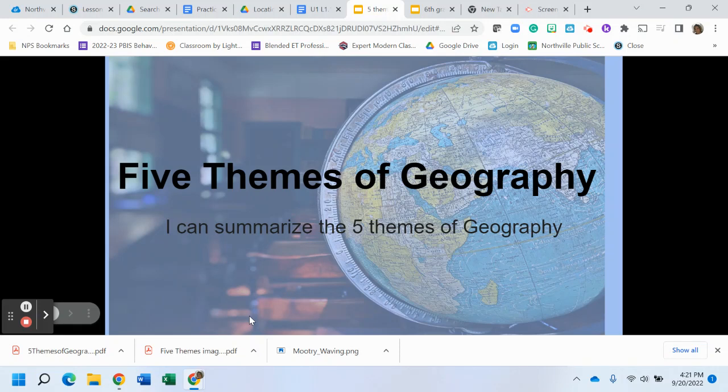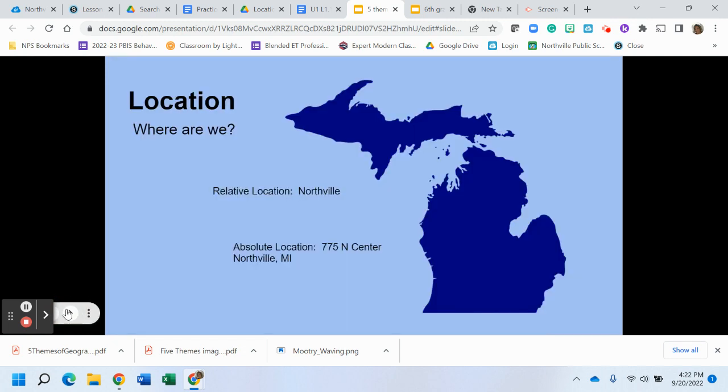Hi, sixth graders. Today we are going to look at the 5 themes of geography. You do need a set of guided notes, so if you don't have those, go ahead and grab a set from the bin number 1 for 6th grade, and then come back and write in your learning target. I can summarize the 5 themes of geography.